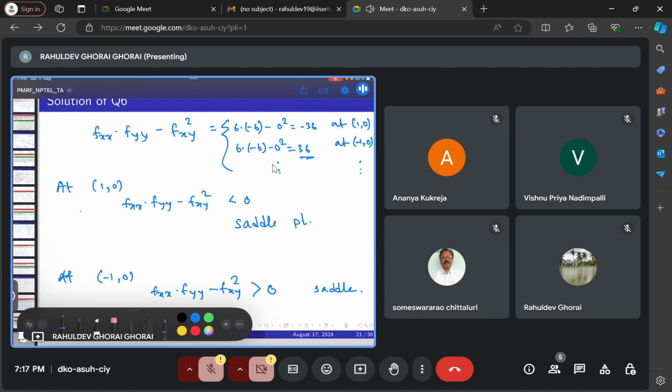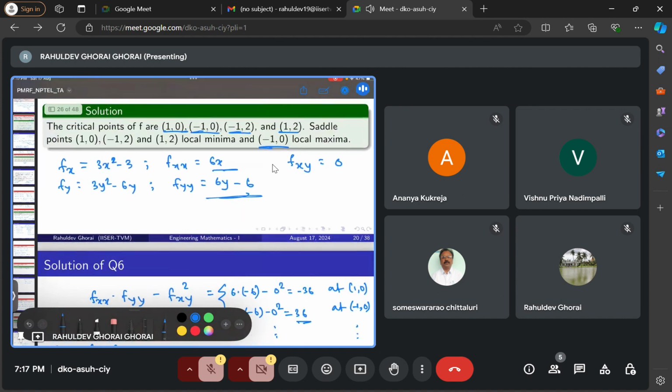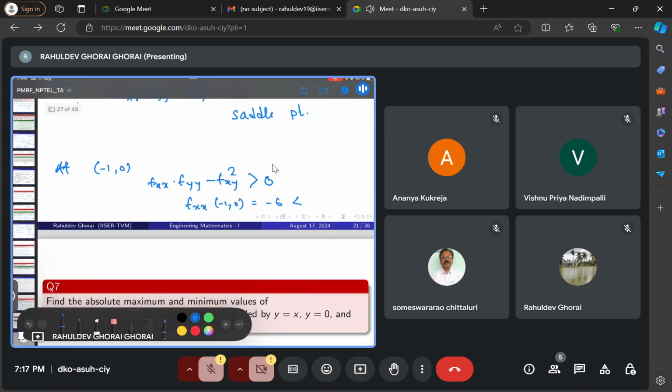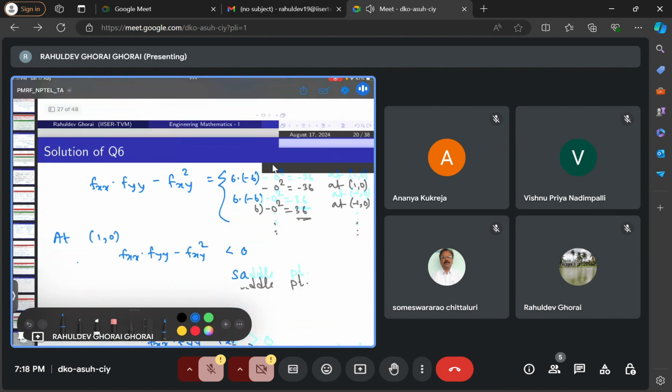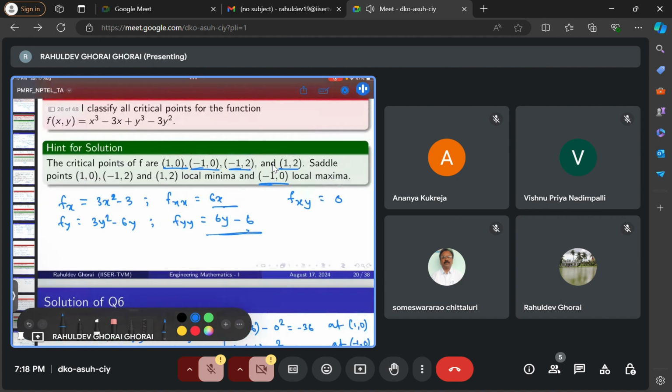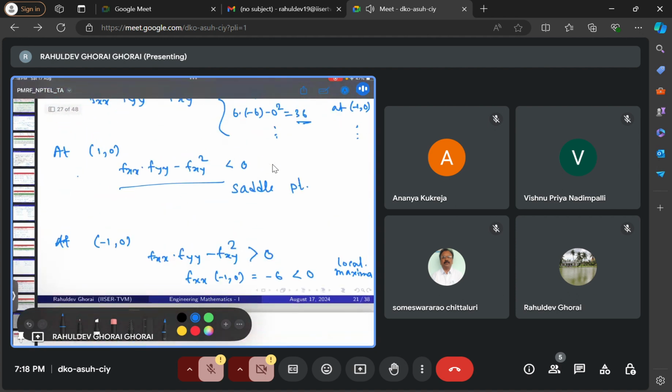So when it is greater than 0, now we need to check what is f_xx at (-1, 0). f_xx at (-1, 0) is minus 6, so that is less than 0. So maxima, right? Is it correct now? Local maxima. So (-1, 0) is a local maxima, and the saddle points will be (1, 0) and (-1, 2). If you check at (-1, 2) also, this quantity will be less than 0. That's how we can show that.